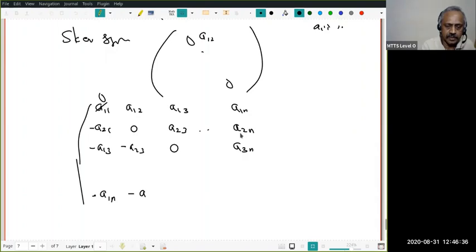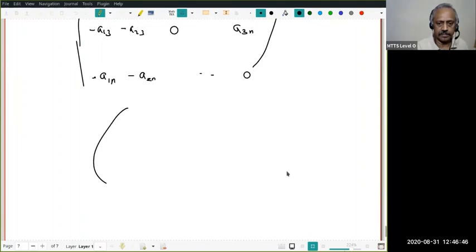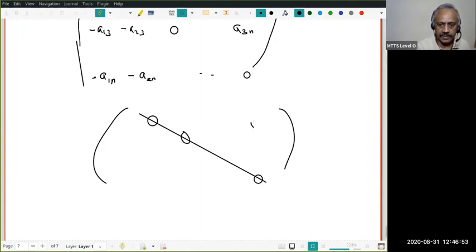Are you following? And so on. The last one will be 0, right? So you can see the pattern. The pattern is the diagonal is 0, and if I know something here, aij, then I know aji. aji is going to be minus aij. This is the jith place. You understand? Think carefully.